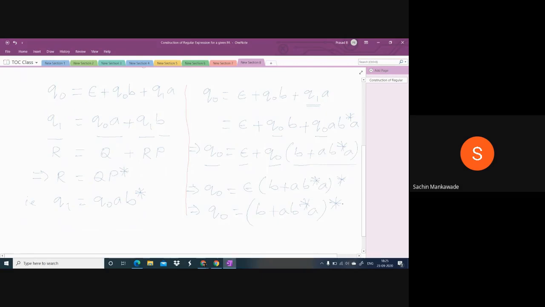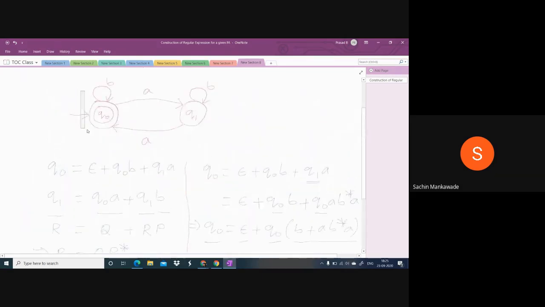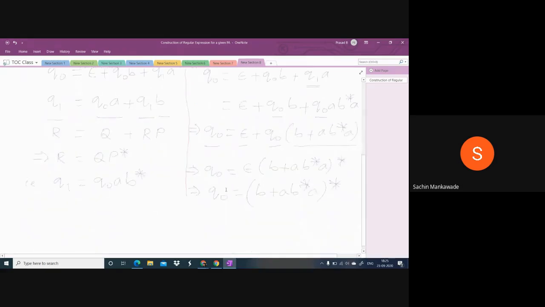What is the final state in the given diagram? Q naught is the final state. Therefore, we want the expression for Q naught. Yes, we got the expression for Q naught. So this is the answer.